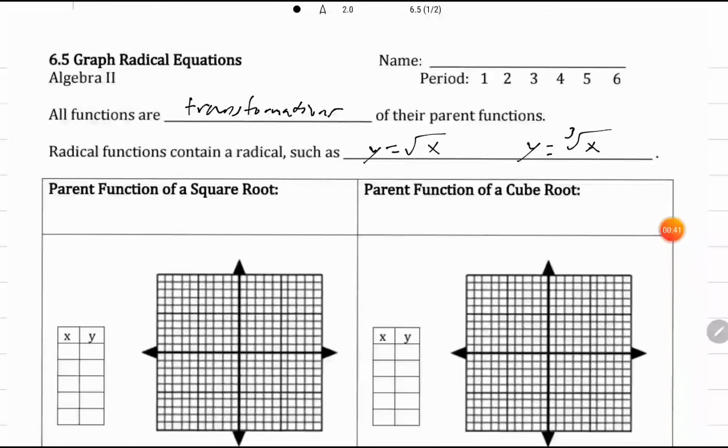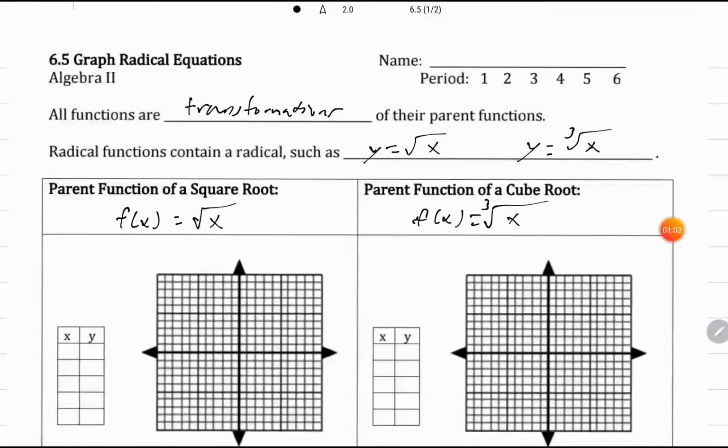Because that's what we'll be graphing. Parent function of a square root. So we have a function. Here is the parent function. Most basic square root function. And then we have the most basic cube root function. Okay. So let's graph these.